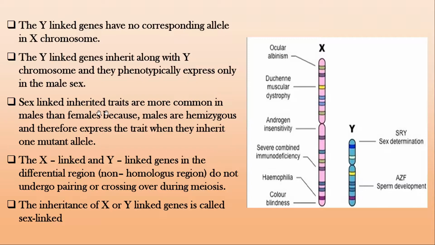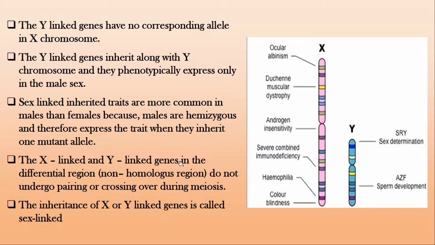The sex-linked inherited traits are more common in males than in females. Why? Because males are hemizygous. Hemizygous means they will not have the corresponding allele in the X chromosome. And so most of the sex-linked traits will be common in males only, because males are hemizygous, and therefore they express the trait when they inherit one mutant allele.